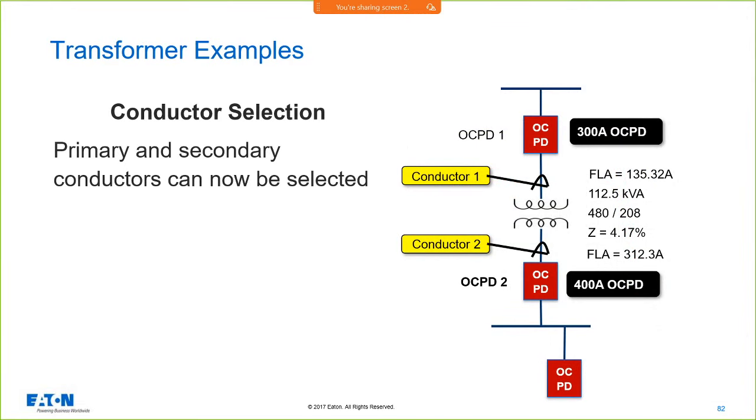Okay, so now I've picked my overcurrent protective devices. These are the maximum sizes. I have a 300 amp breaker on the main, and I've got a 400 amp breaker on the secondary, and now I'm going to be moving into sizing my conductors.